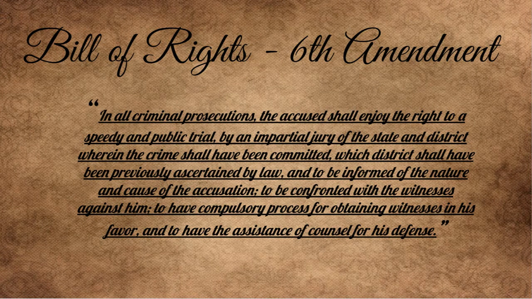The Sixth Amendment of the Constitution explains, "In all criminal prosecutions, the accused shall enjoy the right to a speedy and public trial by an impartial jury of the state and district wherein the crime shall have been committed, which district shall have been previously ascertained by law, and to be informed of the nature and cause of the accusation, to be confronted with the witnesses against him, and to have compulsory process for obtaining witnesses in his favor, and to have the assistance of counsel for his defense."